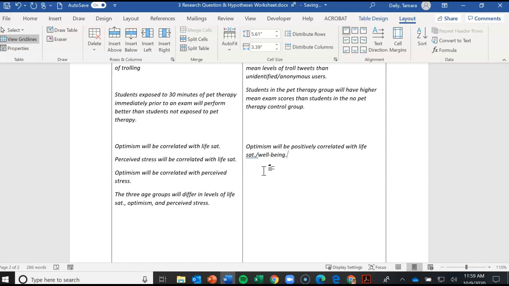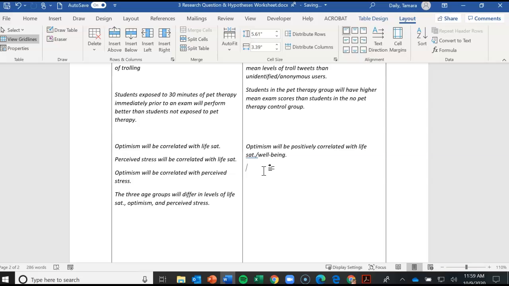So I make a very specific prediction. In this case, optimism will be positively correlated with life satisfaction or well-being. So the more optimistic people are, the higher their scores on well-being. In that same study, they also found that optimism was negatively correlated with perceived stress. So more optimistic people reported lower levels of stress and anxiety.